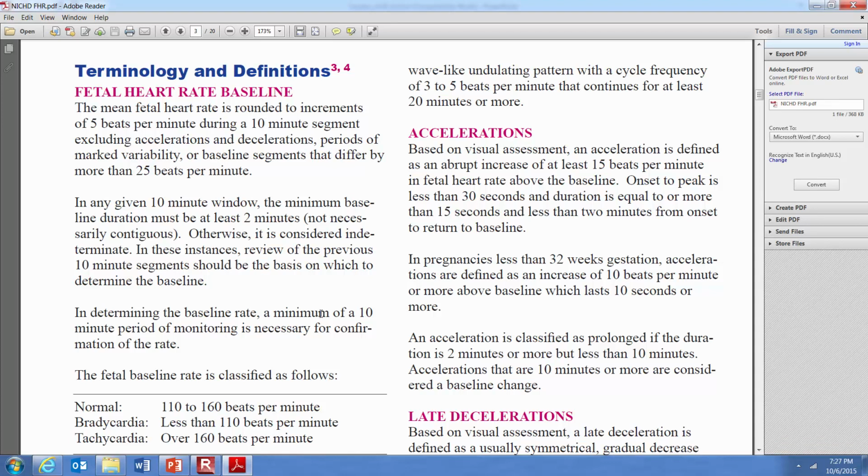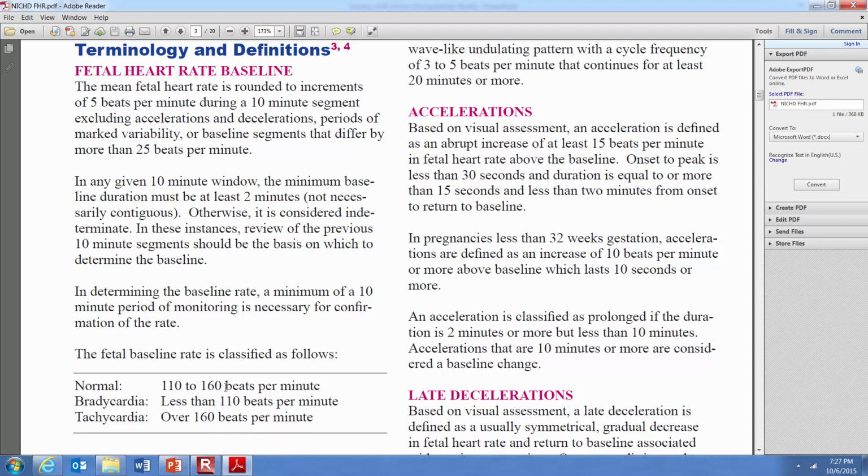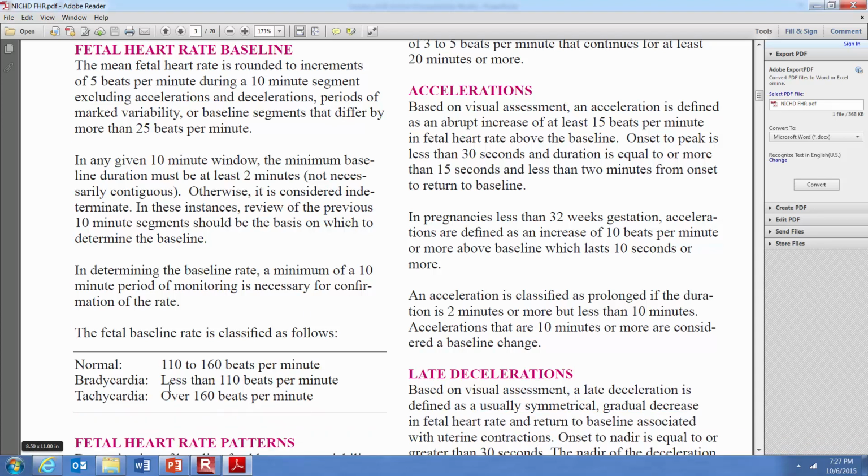So basically, in a 10-minute period, we're looking for that line that's going across, and if we were to draw through that squiggly line, draw a line right through the middle, where would that land on that paper, okay? So we want it to be between 110 and 160, okay? If it's below 110, then it's bradycardia. If it's above 160, it's tachycardia, okay?